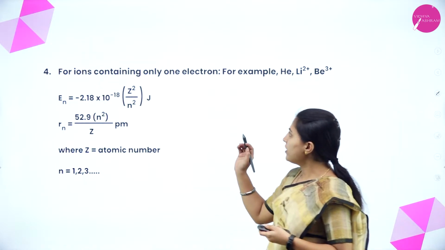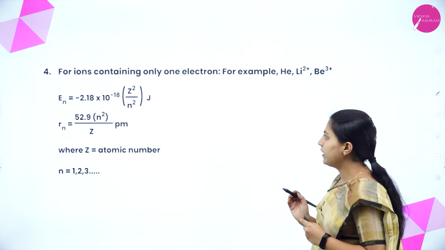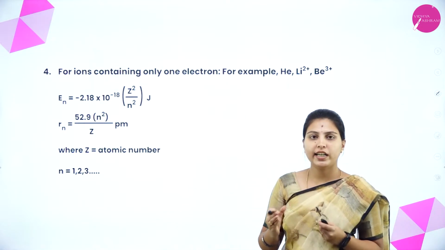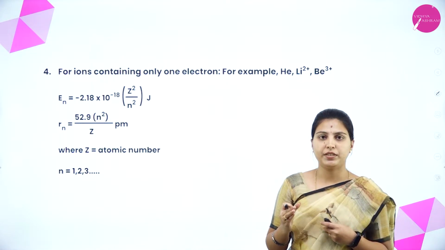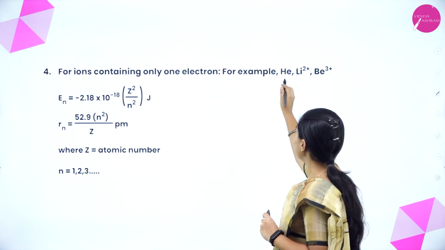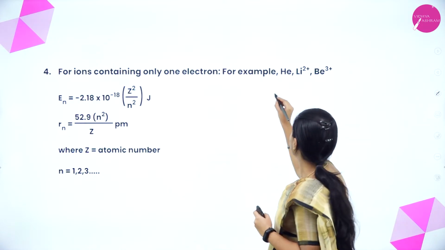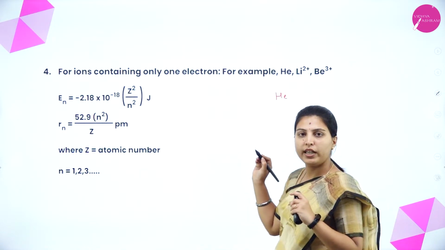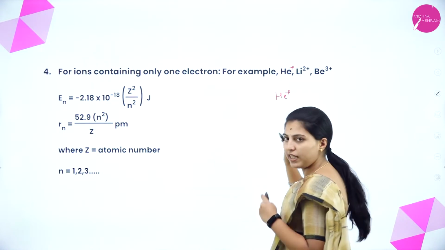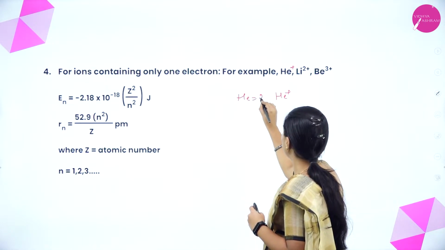Next, for ions containing only one electron, for example helium plus, lithium, beryllium, we will follow this equation. They are called indirectly hydrogen-like atoms. Hydrogen has only one electron. Here also, these are atoms like hydrogen. Helium plus also has one electron, whereas helium usually has 2 electrons.